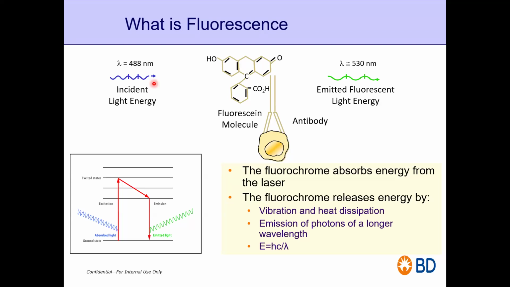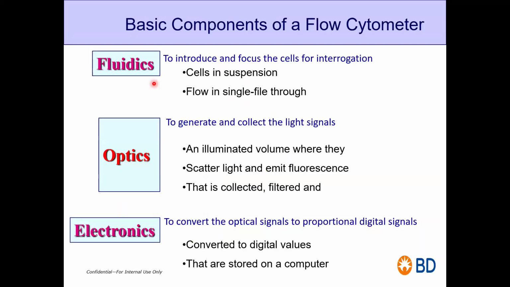That's how we get the fluorochromes. Okay, so this is just a basic example or a basic definition of the fluorochromes. I hope you understand that. Now let's talk about the basic components of a flow cytometer.